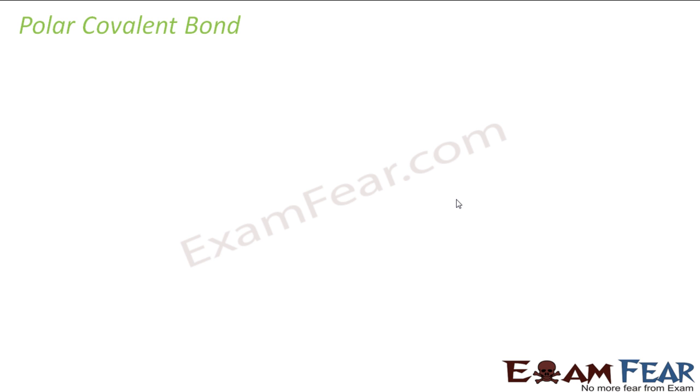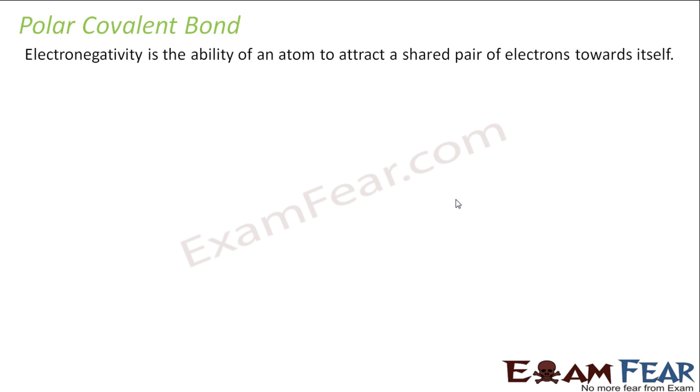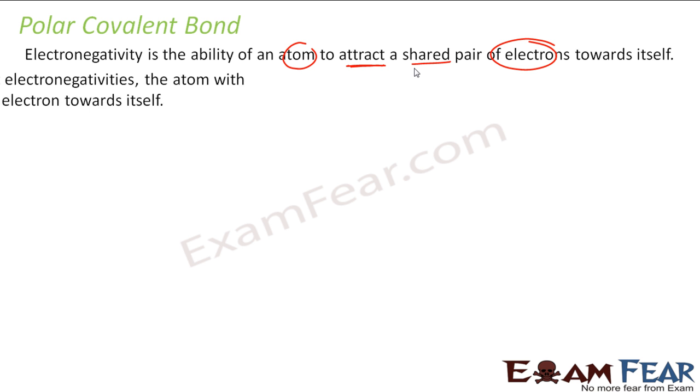Now let's take the polar covalent bond. Before we study polar covalent bond, we should know what electronegativity is. Electronegativity is nothing but the ability of an atom to attract electrons. Electrons are shared, correct? So if a sharing is going on in a molecule, but some atoms attract electrons more, that kind of tendency is called electronegativity.